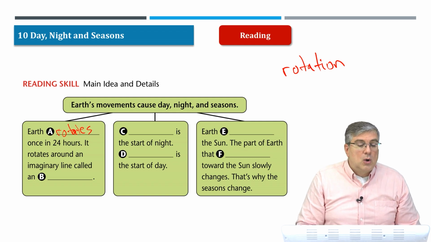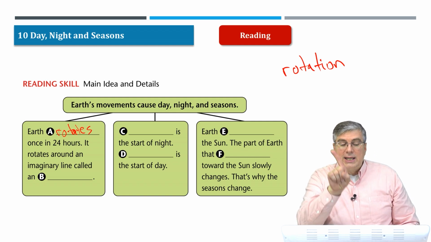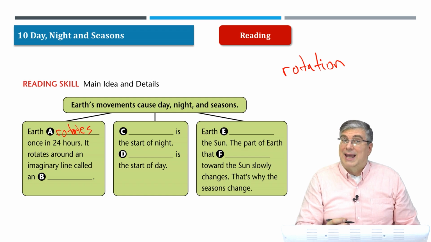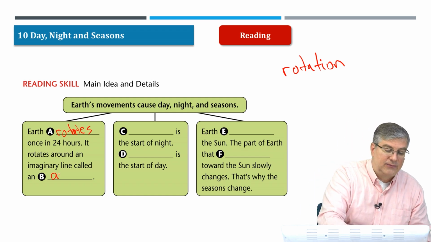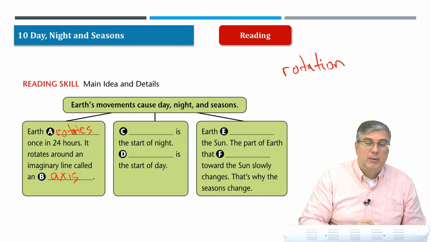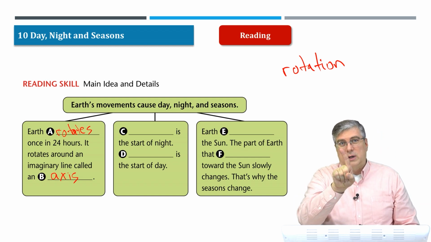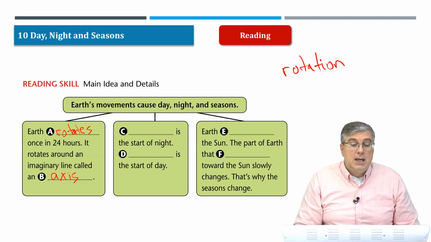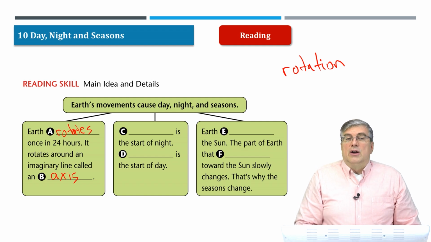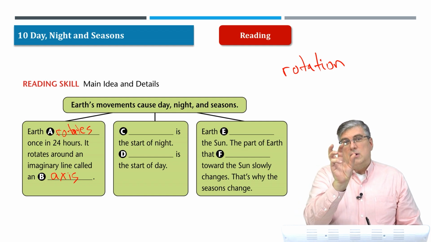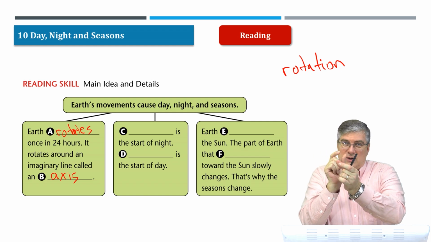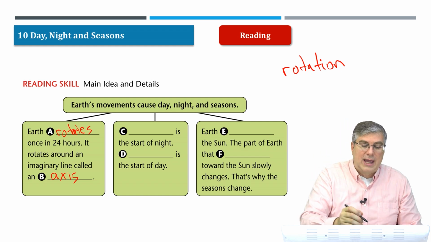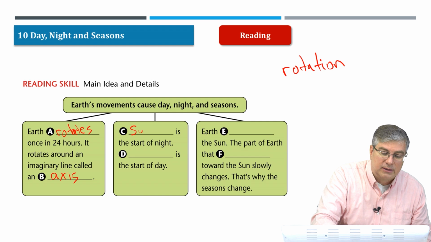Okay. It rotates around an imaginary line called an axis. We talked about that before. Axis. And remember, the axis can be straight up and down, or it can be tilted, right? Sunset is the start of night, right? So as the Earth rotates, it seems like the sun is going down, right? We call that sunset.